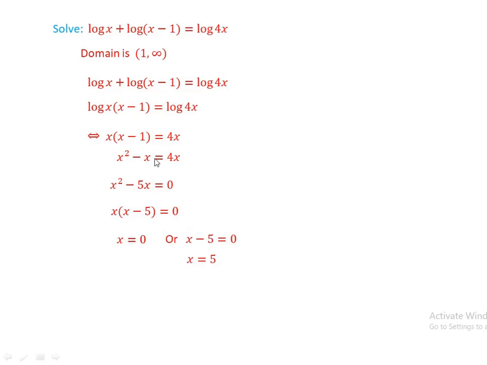But our domain is 1 to positive infinity, or x such that x is greater than 1. But x equals 0 is not in the domain, so the solution is only x is equal to 5. So our solution is x equals 5, because x equals 0 is not in our domain.